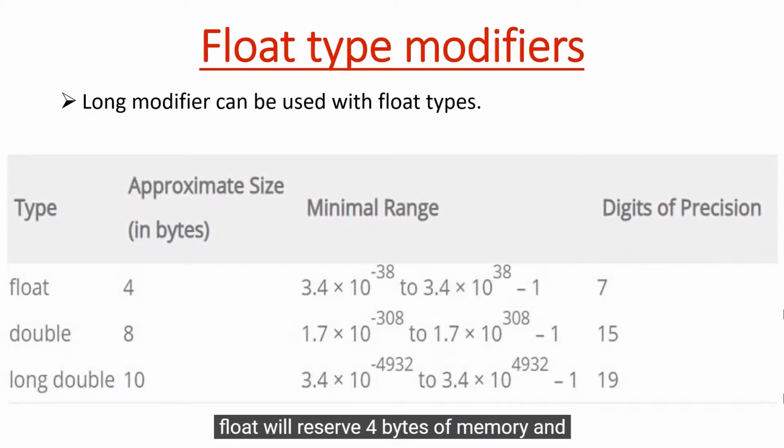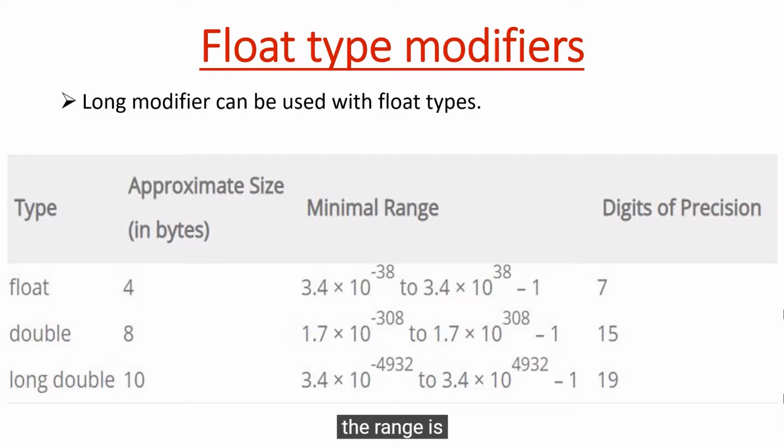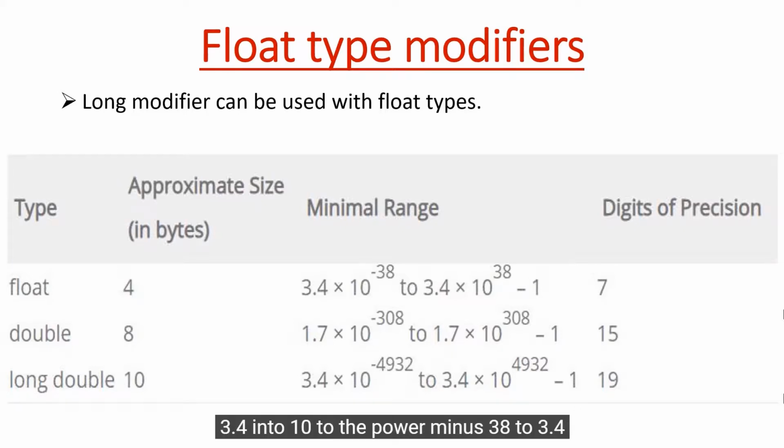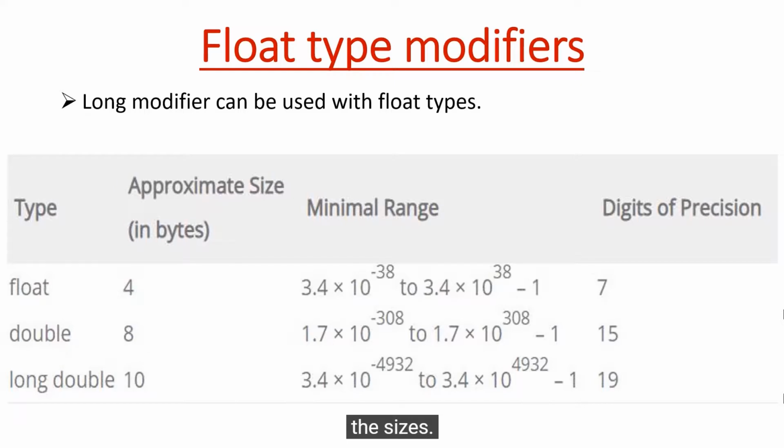Float will reserve 4 bytes of memory, and the range is 3.4 times 10 to the power minus 38 to 3.4 times 10 to the power 38 minus 1. So these are the ranges, you can just go through them. Then again we have double. The range of double will be more, and it will reserve 8 bytes of memory. Then again we have long double. We can use only the long type modifier as a prefix. So here are the sizes.